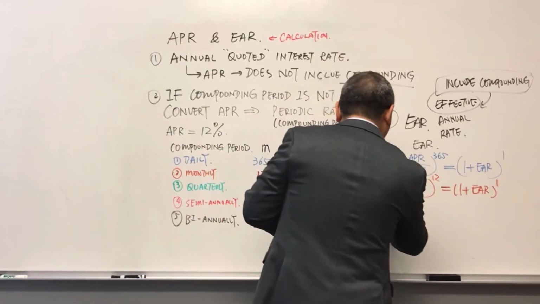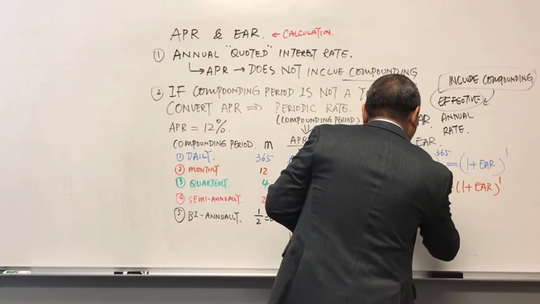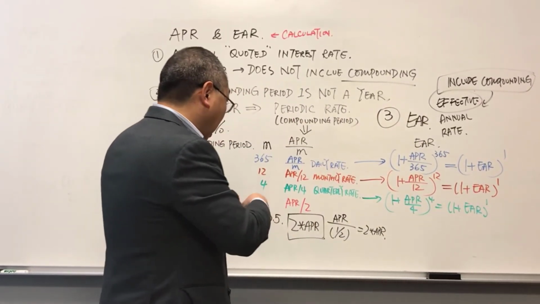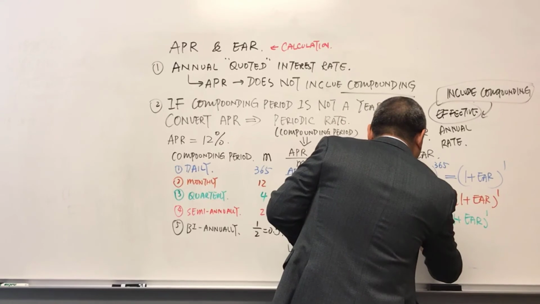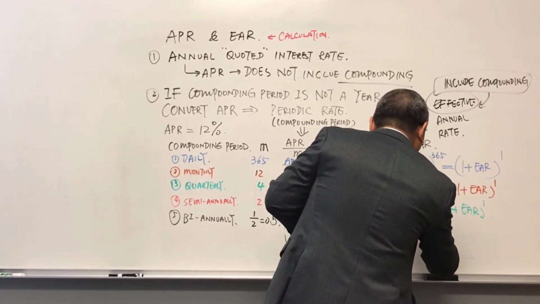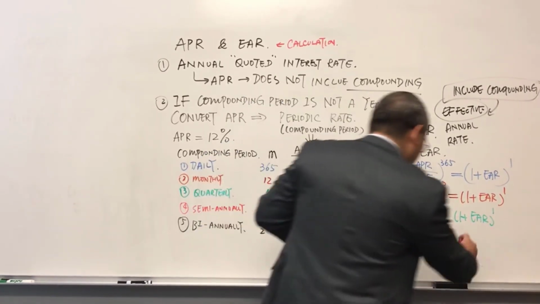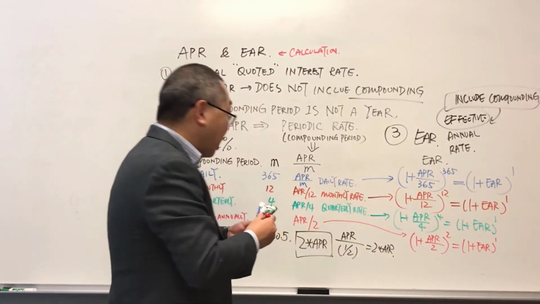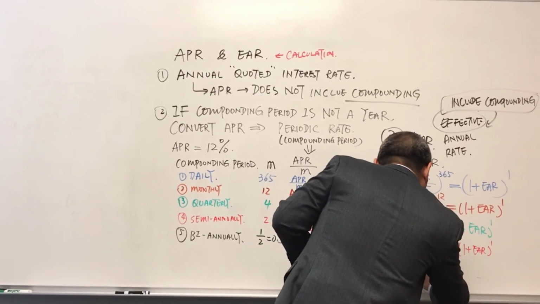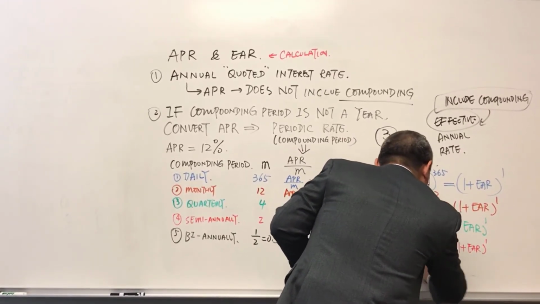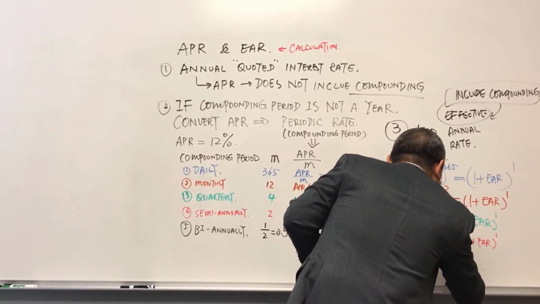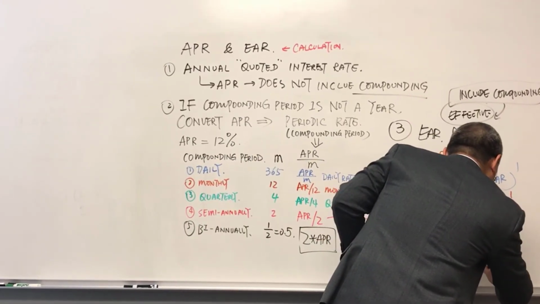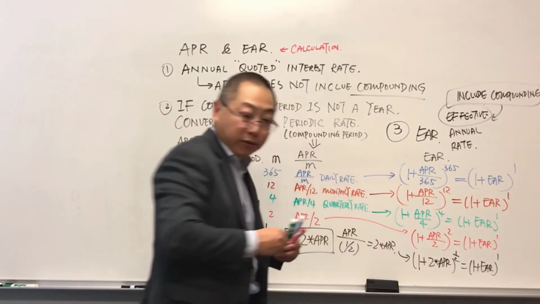I will go with quarterly. 1 plus APR divided by 4 to the power of 4 equals 1 plus EAR to the power of 1. And if I talk about semi-annual, I can have 1 plus APR divided by 2, and take the power of 2, equals 1 plus EAR to the power of 1. The last one will be 1 plus 2 times APR. And don't forget, now the power is 1/2, equals 1 plus EAR to the power of 1.